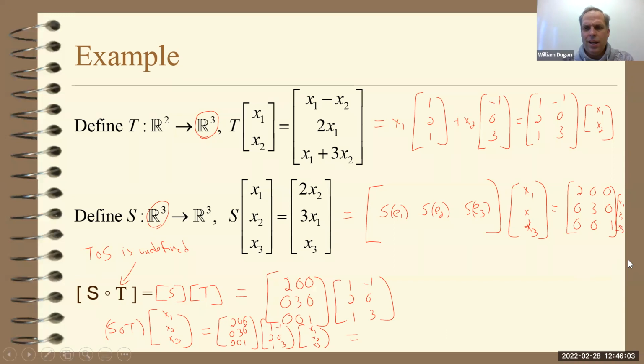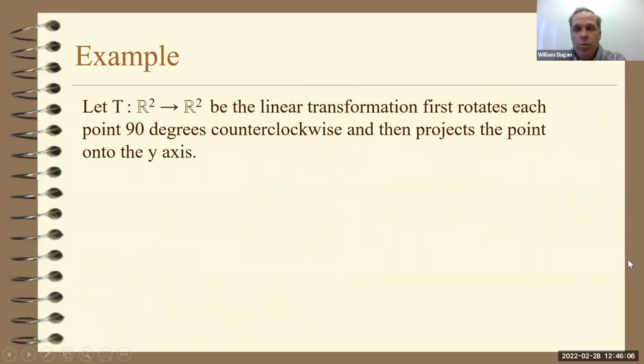So let's try it out so you understand what I'm doing. I want this new transformation to first rotate a point 90 degrees counterclockwise about the origin, and then project it upon the y-axis. So when I think of the transformation T, it's really a composition of two transformations. I first rotate 90 degrees and then I project it upon the y-axis. I want the standard matrix of that transformation.